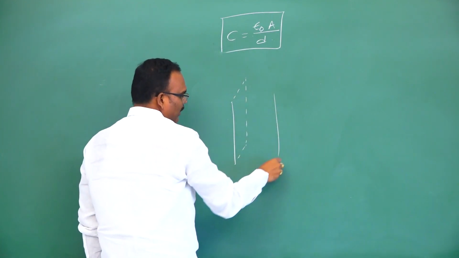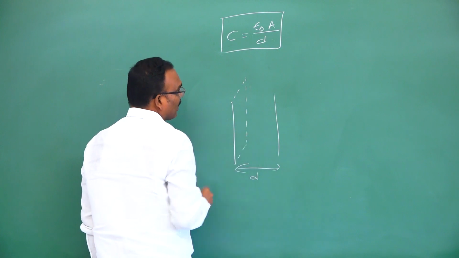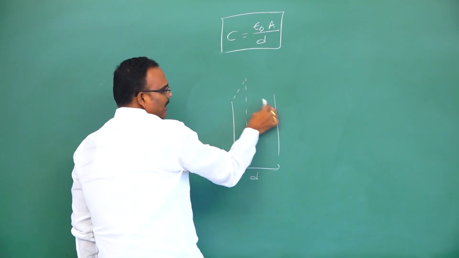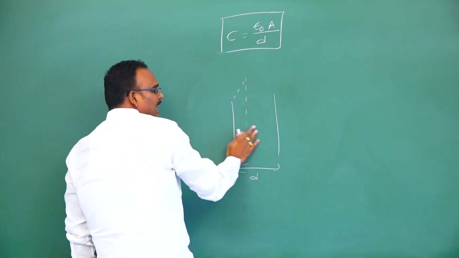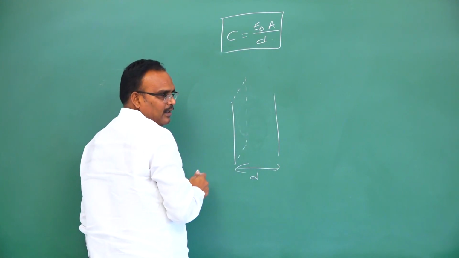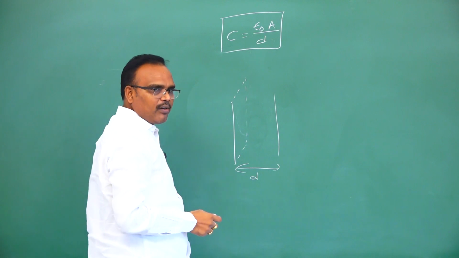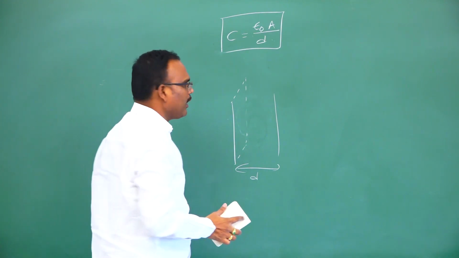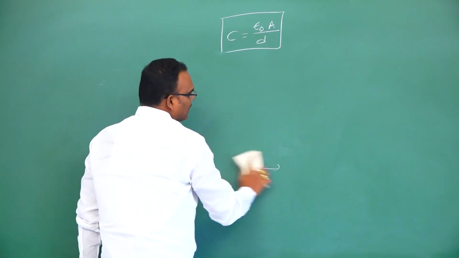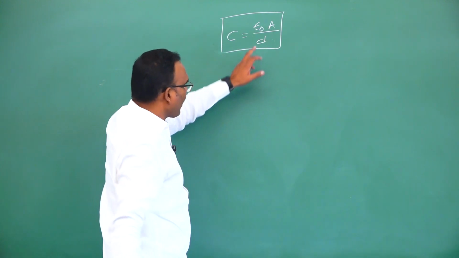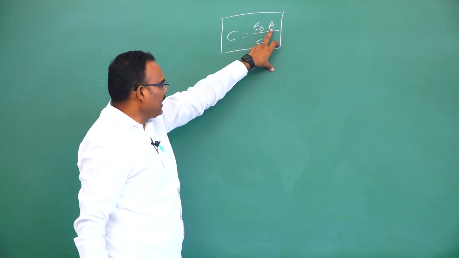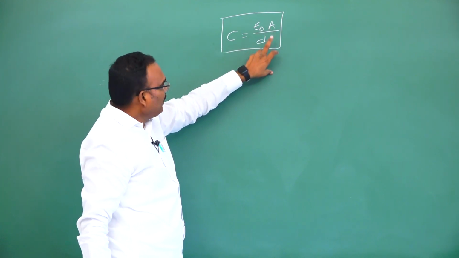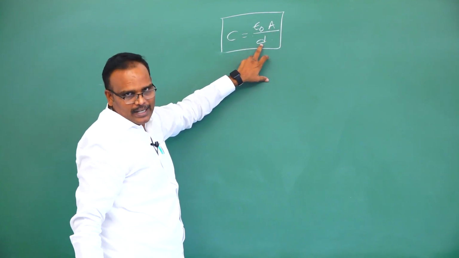Second one, the distance between the two plates, D. And epsilon naught is for the medium between the plates. Here we got epsilon naught because the medium is air. Epsilon naught is the permittivity of free space, air or vacuum, we know. So the capacitance of a capacitor depends on three factors. One is the intervening medium, second one is the dimension of the plate, and third one is the distance between the plates.